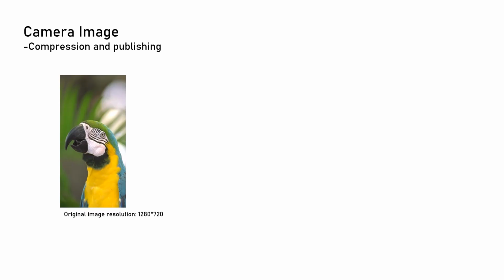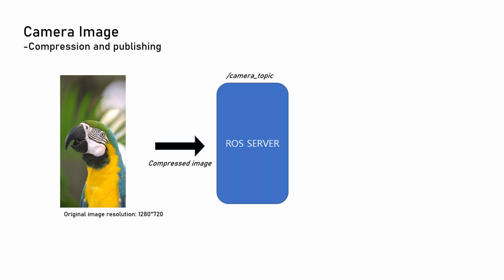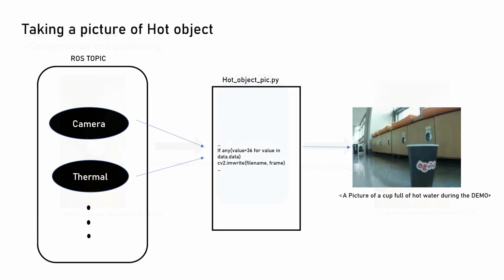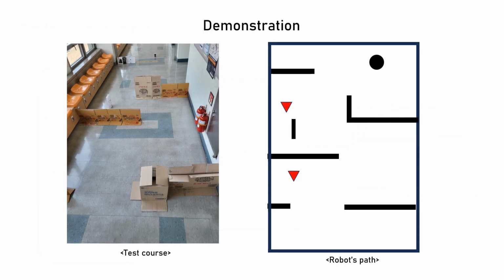In terms of camera image, we have to take our Wi-Fi bandwidth into account because the size of the camera image array is a lot bigger than other topics. So we compress the image and publish it, and we show the video at reduced resolution. Then we made a script which subscribes to camera and thermal data and saves the image only when at least one pixel of the sensor is larger than 36 degrees. And this is the image of a cup full of hot water during the demo.